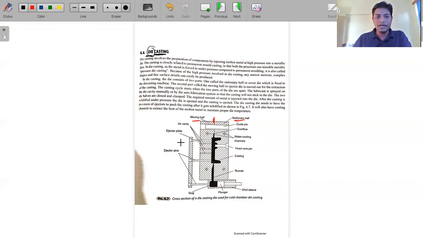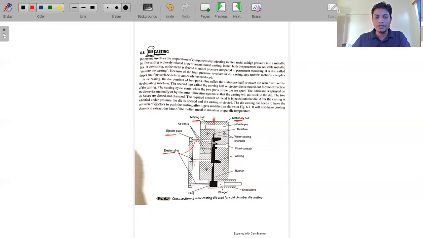Along with this die, this is basically the ejector plate, so that we are ejecting the casting by moving it through that. And these are basically the ejector pins, these three: one, two, and three.